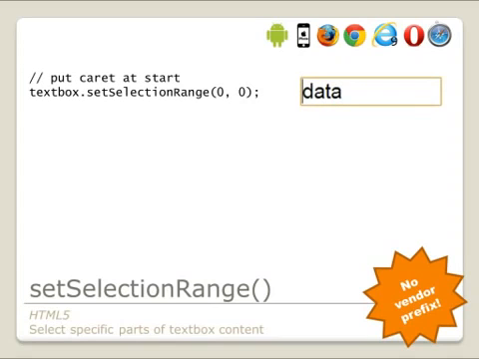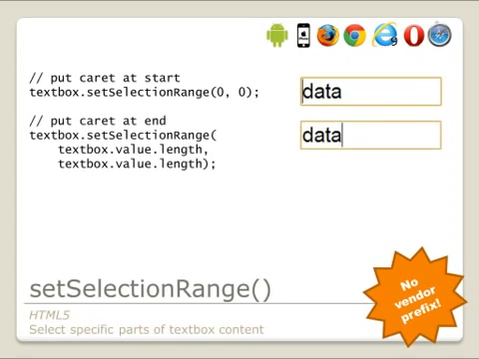This is also very useful for positioning the caret. So you can put the caret at the start of the text box by saying setSelectionRange(0, 0). You can also put it at the end by just using the length of the value in that text box. And that's very useful when you're automatically filling in values in a text box using JavaScript. You usually want to put the caret right at the end of the text so the user can continue to type.